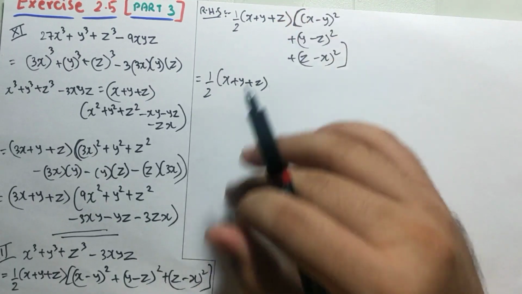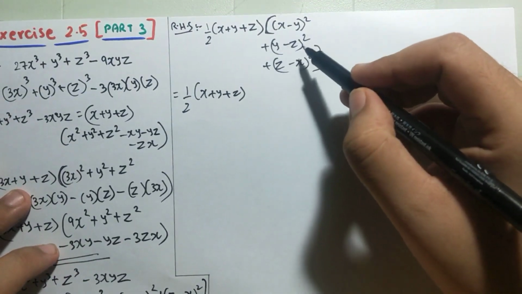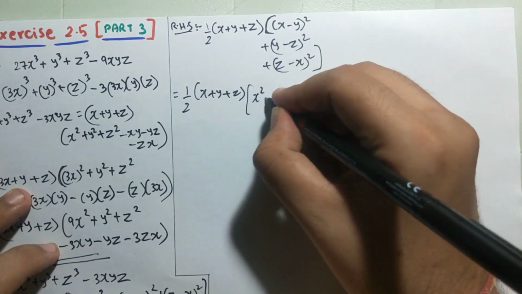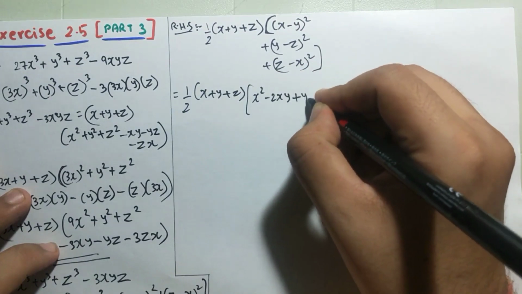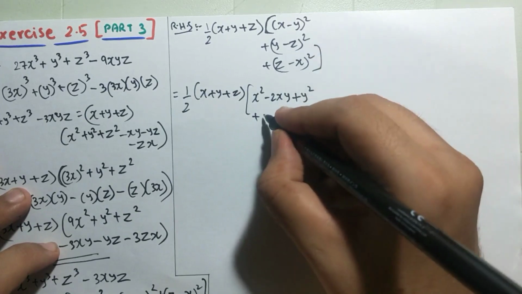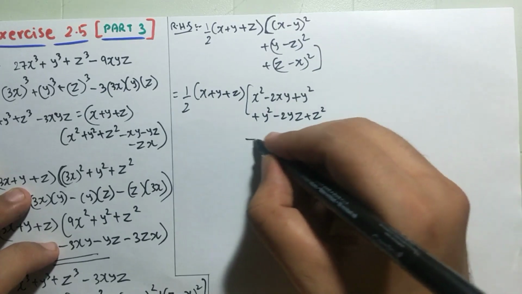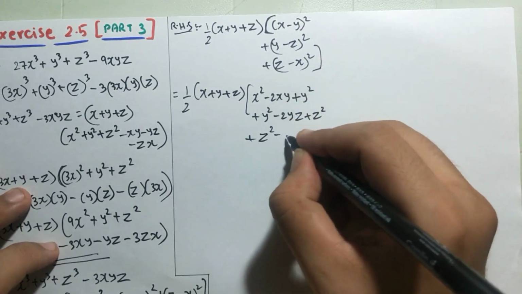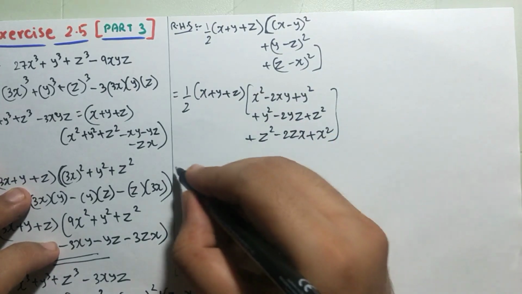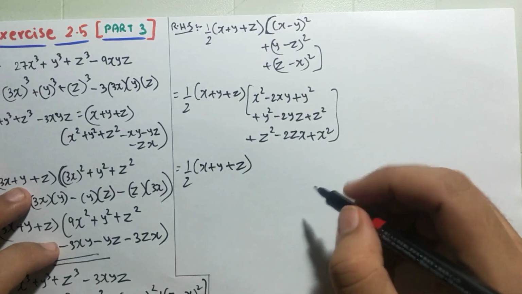So we'll proceed to the step of expanding this a minus b whole square in this bracket. So first is x minus y whole square. That is x square minus 2xy plus y square, plus this is y minus z whole square. I am expanding this also. Y square minus 2yz plus z square, plus z minus x whole square. Z square minus 2zx plus x square. This half multiplied by x plus y plus z as it is.